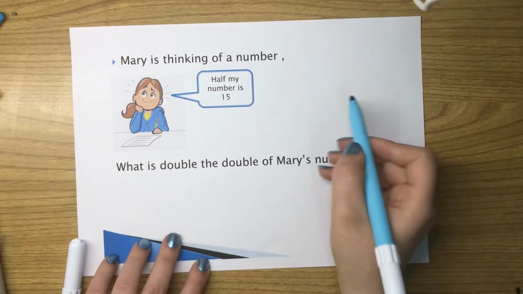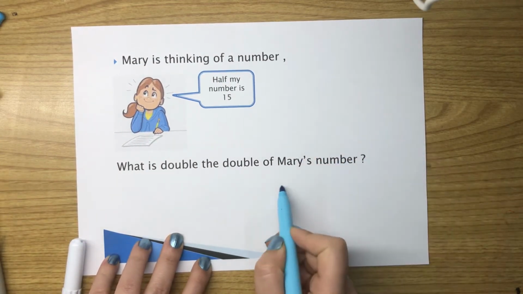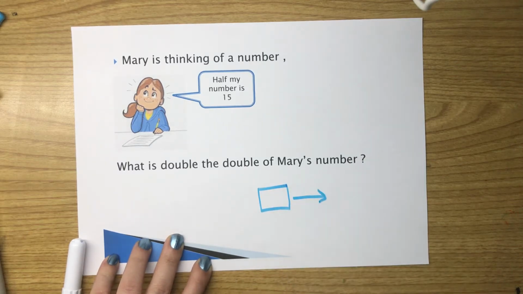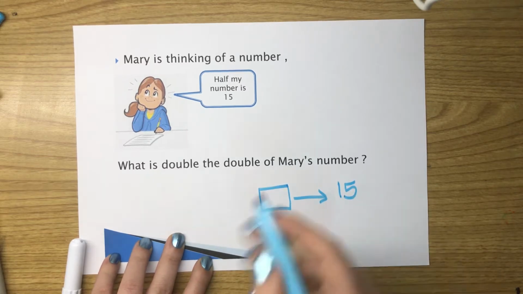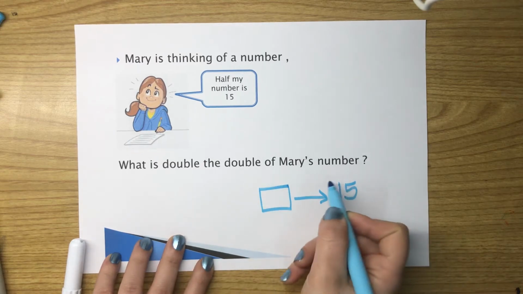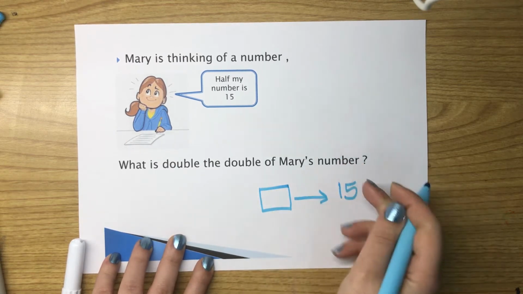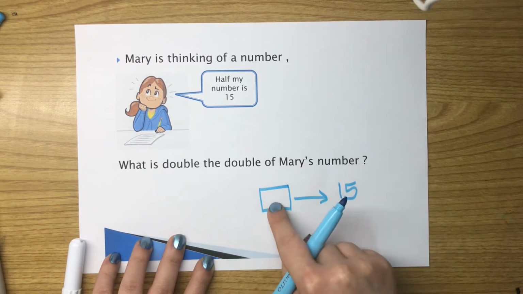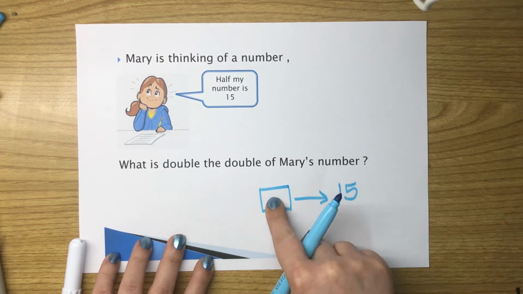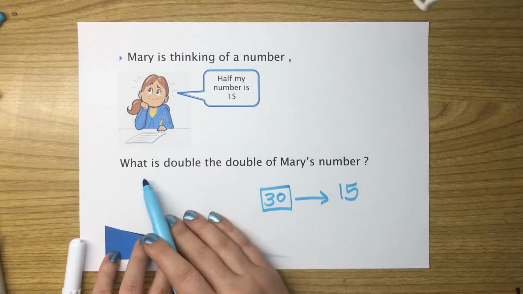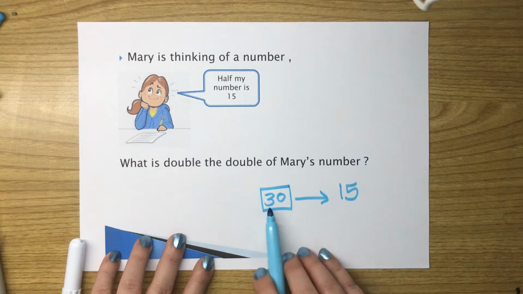Okay, so that's her number. She divided it by 2 to get 15. This is her original number, okay? Remember, when you go to the left side, that means halving, so the number here is less than this one. This one is half of this one. This one is going to be 30. But the question is asking, what is the double of Mary's number?